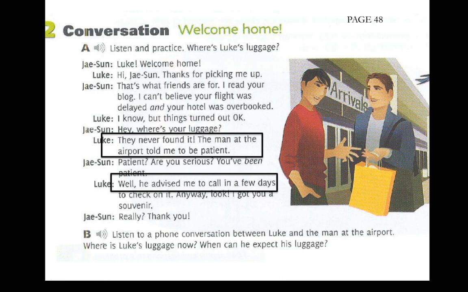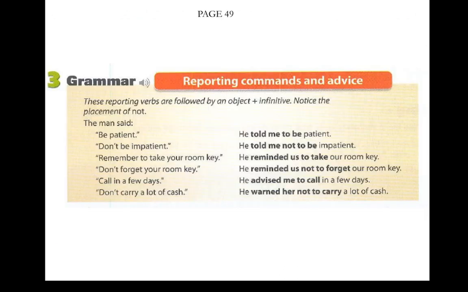That is what this lesson is about. Reporting advice and reporting commands. So let's go to the grammar and see how it works. Grammar 3, reporting commands and advice. These reporting verbs are followed by an object plus infinitive. Notice the placement of not. So, the man in the airport gave Luke some advice and some commands. Commands are orders, things you have to do.